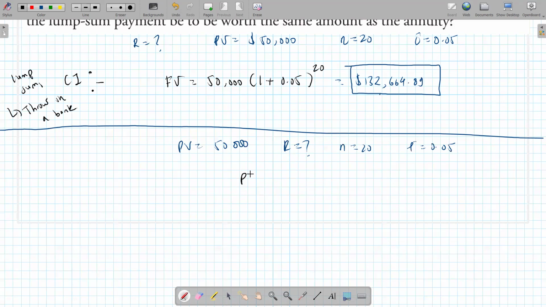So the formula is this. Present value is equal to R, and there's an I down here. You always subtract from 1 when you're doing present value, and the N is negative. This is the formula. So your present value is 50,000, right?